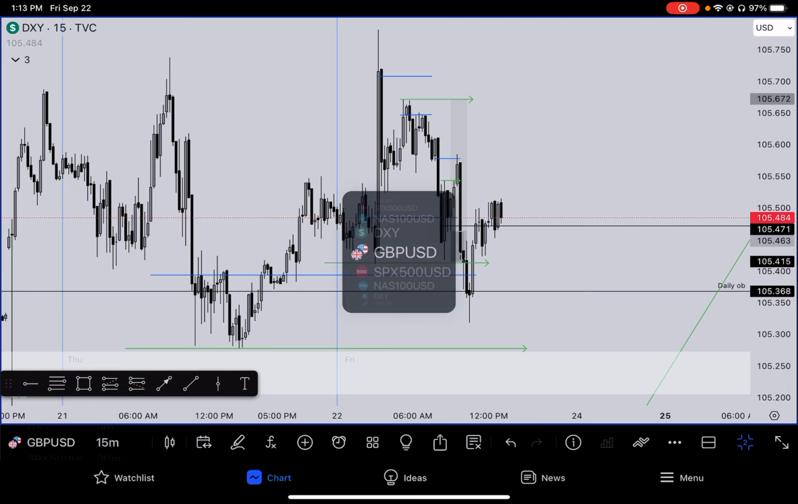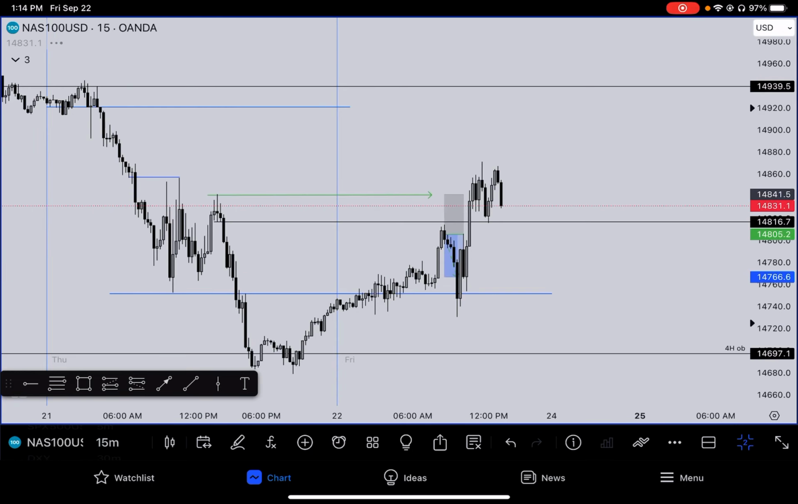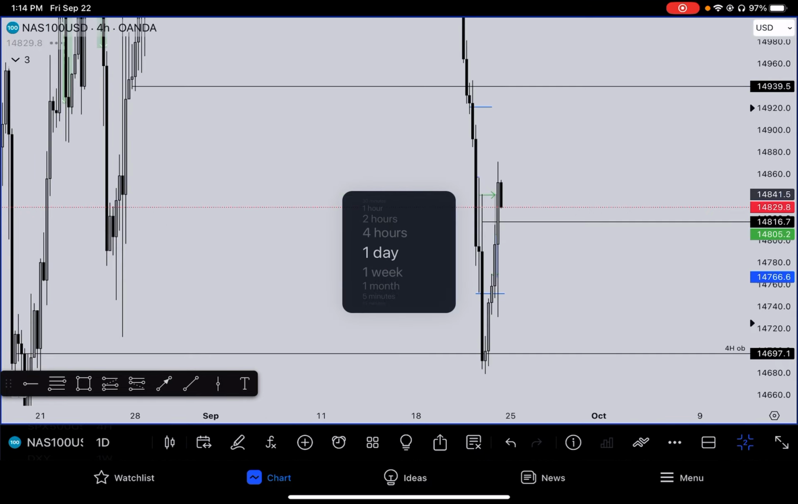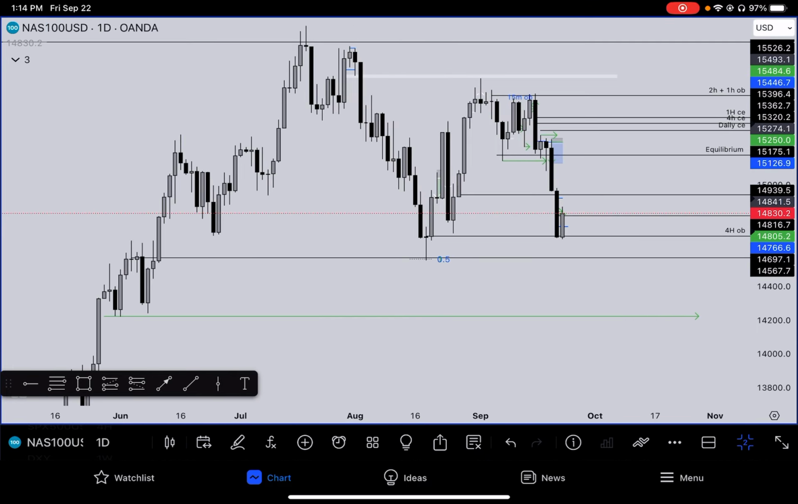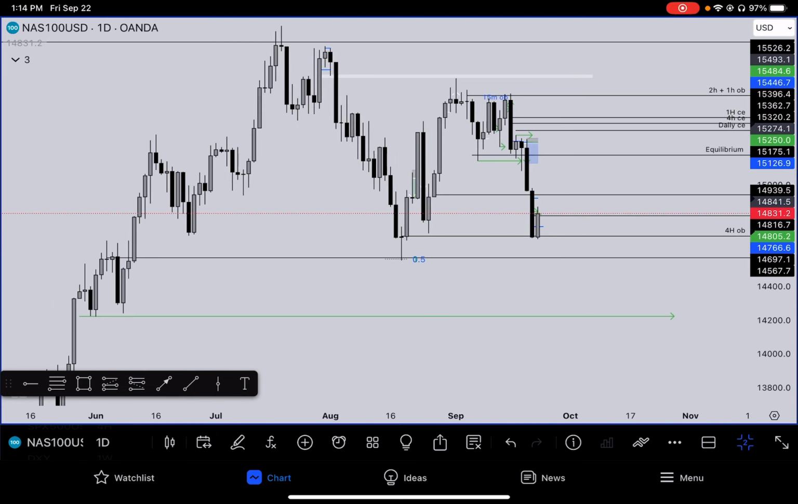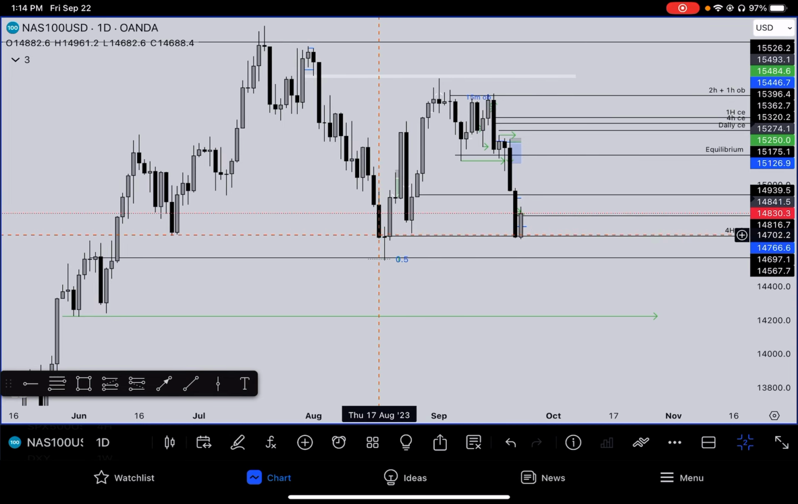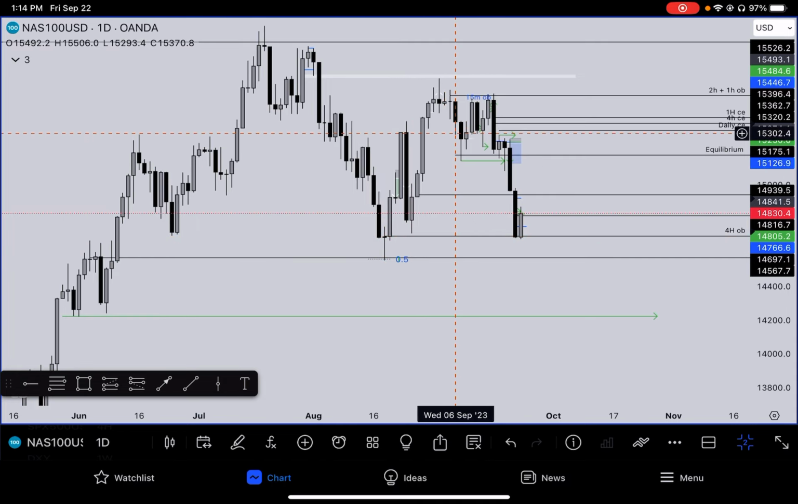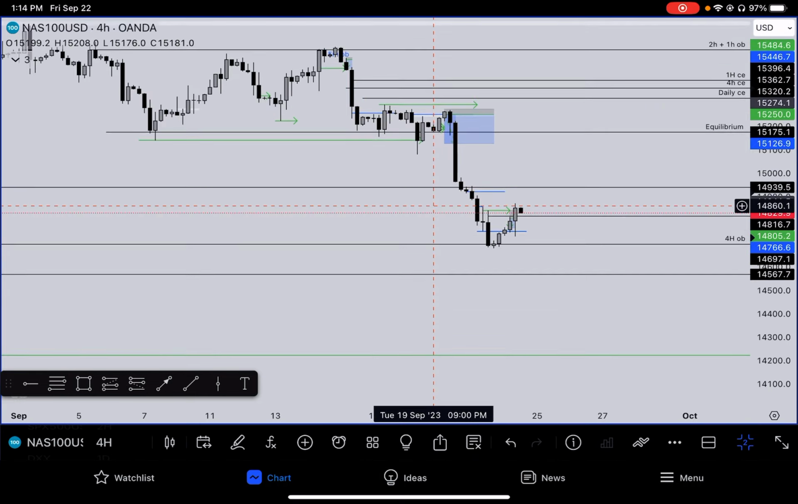So let's move on. Let's go NAS 100. Let's start off in the daily. So this is where we're at. Trading at this sell to buy candle. We broke a ton of lows, so I've been bearish for a few weeks.